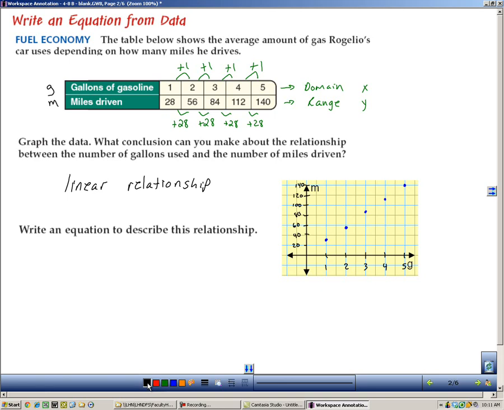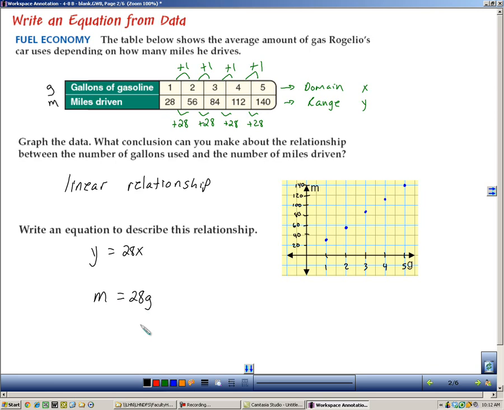So for every Y value that goes up by 28, the X value goes up by 1. So I could say it this way. I could say every Y value is 28 X's, because every single time I put a number in for X, like a 1 or a 2 or a 3, I multiply it by 28 and that gives me my Y value. But I'm not using Y and X, I'm using G and M. So I could also say that the miles equals 28 times the gallon.